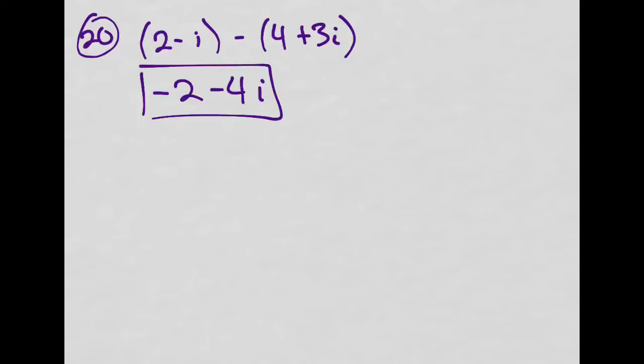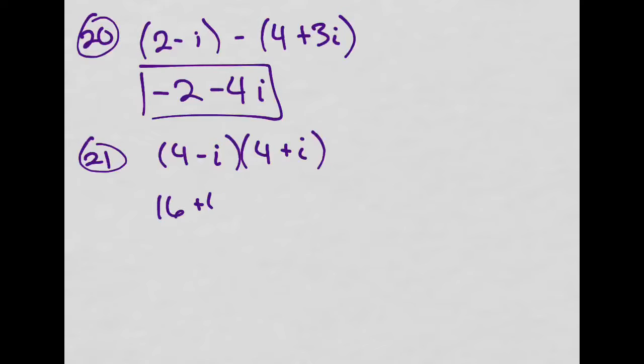21 on the other hand, there is nothing between the parentheses. So this one's FOIL. First times first. Last. Outer. Inner. Last. This one just happened to work out where the two middle terms cancel out. That's not always going to happen. Remember that i squared is negative 1. So minus the negative 1 is plus 1. And now this adds together and you just get 17.